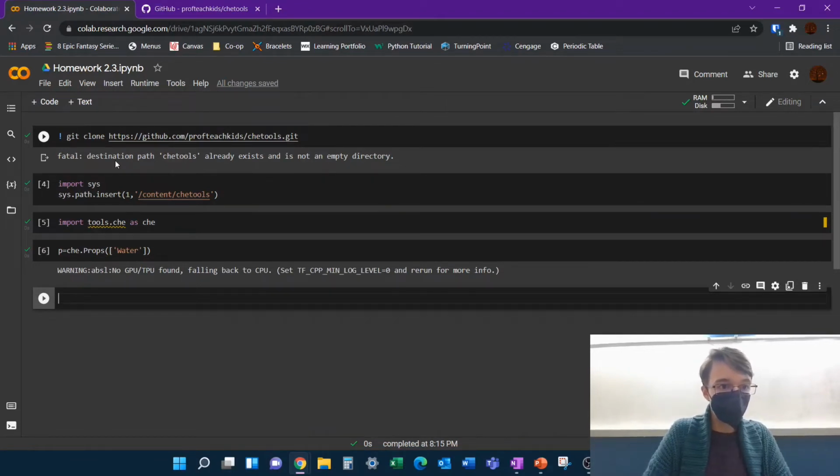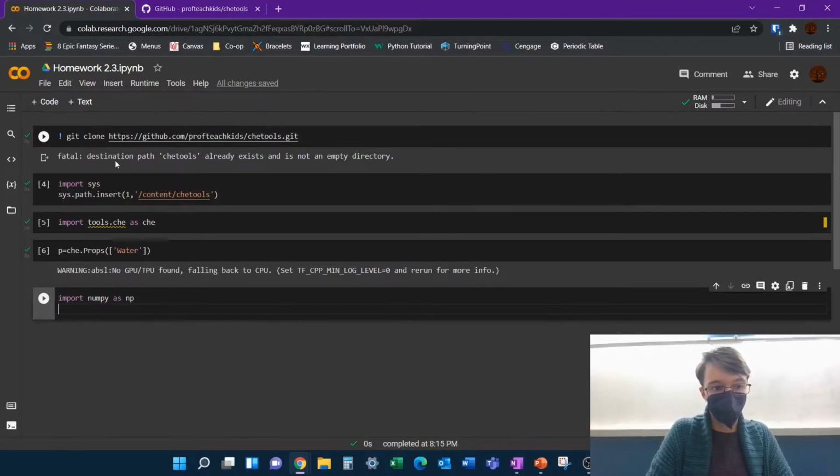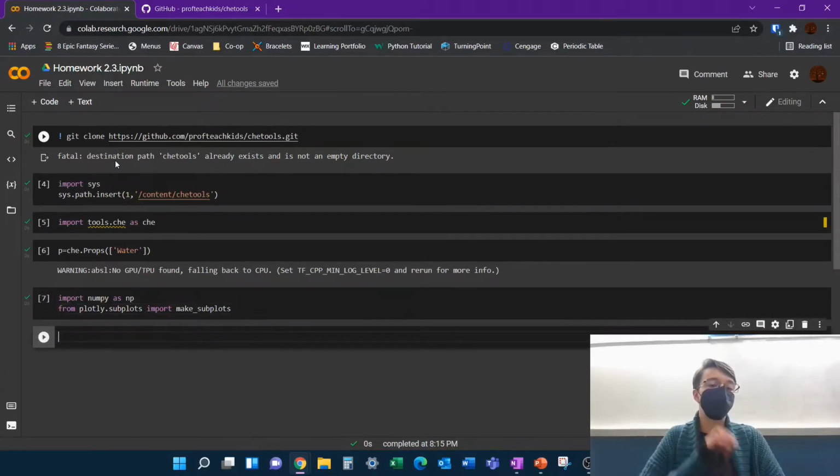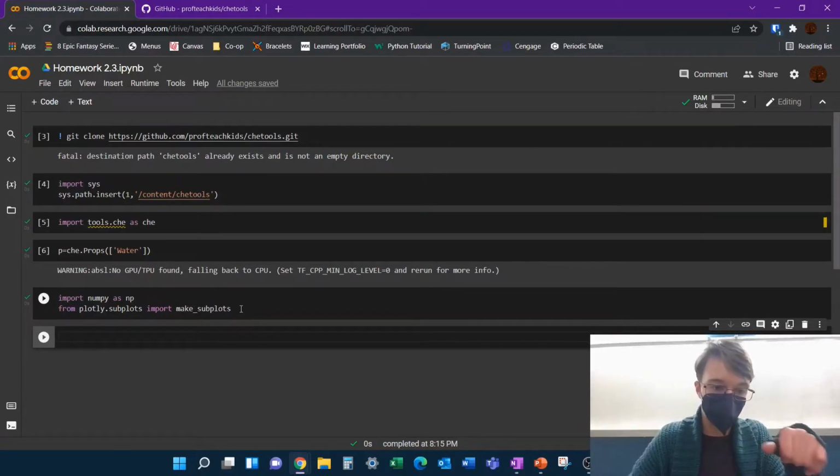All right, and then next we're going to need to import a few more things. So import numpy as np, and then from plotly.subplots import make_subplots. So that will just import stuff that we can use to make our subplots, or to make the plots that we're going to plot them on.